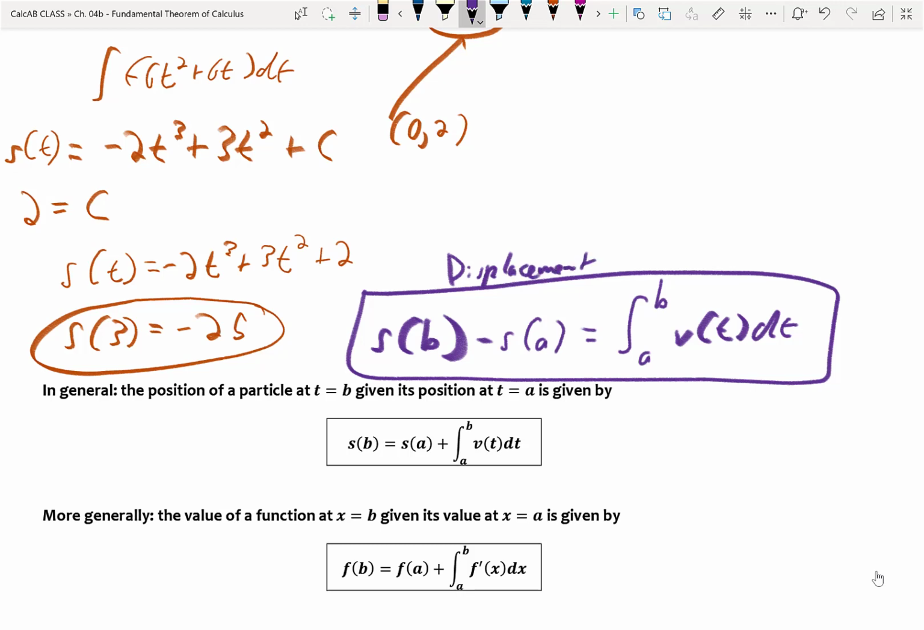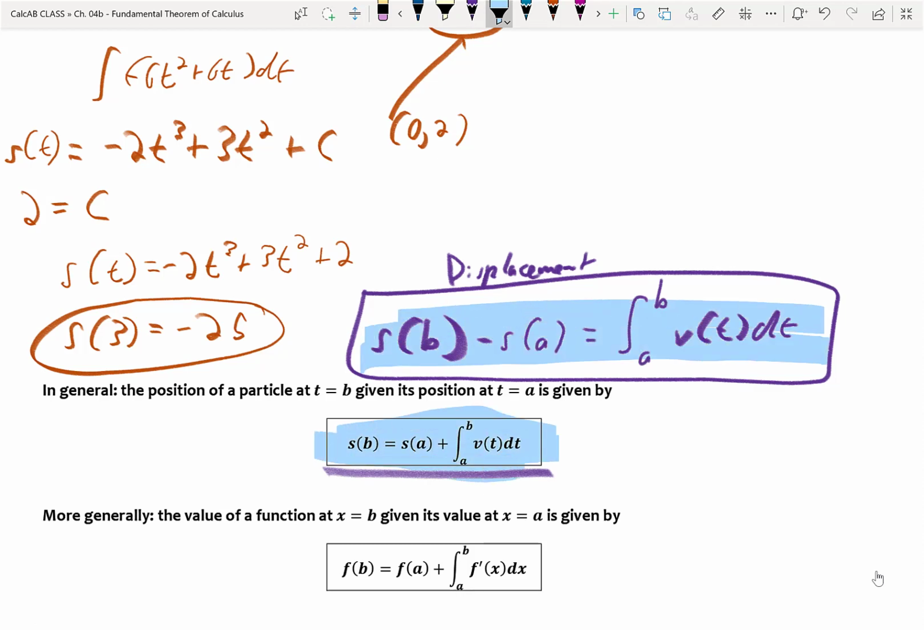And we're going to use that because if I add s of a to the right side, I get this equation. The position is given by the position at t equals a, which could be any place, plus the integral from a to b. Do you see how this equation right here is just a variation of the one we did right here? I just added s of a to the other side.